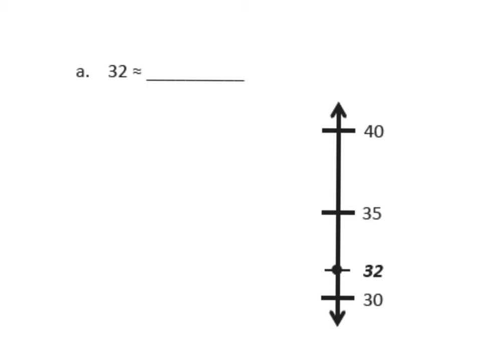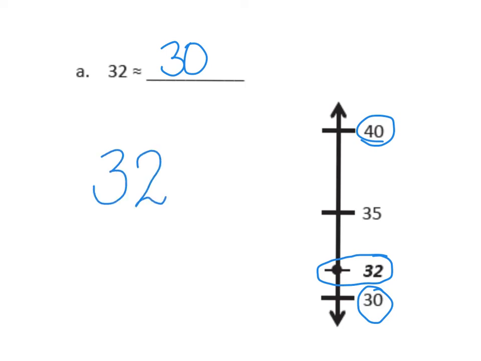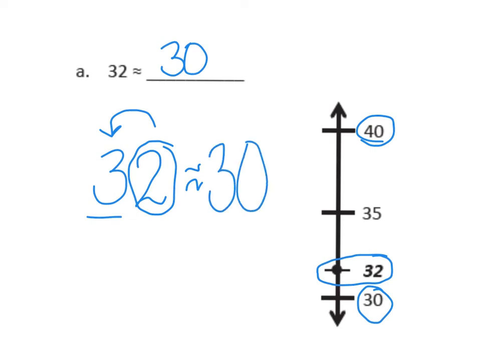So let's take a look at letter A. 32 rounds to blank. So we already see that they have 32 on the number line. So is it closer to 40 or is it closer to 30? 32 rounds to 30. If we use the Shenango Bridge way, we would rewrite 32, underline the digit in the tens place, circle the digit to the right of the digit we underlined. The circle digit is the boss man. It's going to tell the 3 what to do. Since 2 is 4 or less, the 3 is going to stay the same. So 32 rounds to 30.